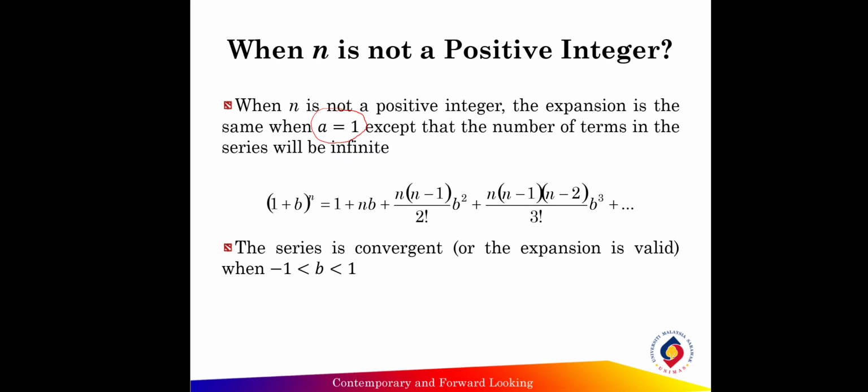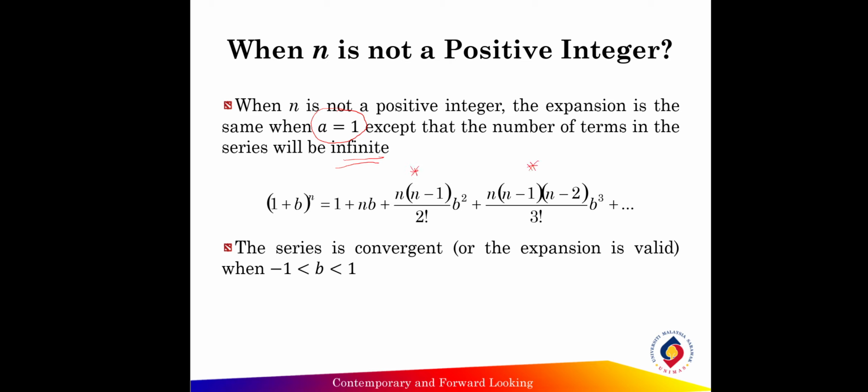When your a is equal to 1, this is the formula to expand. As your information, the number of terms for this expansion will go to infinity. So it's different from the positive integer, whereby you have a fixed number of terms. For a power that is not a positive integer, it will go on forever. So how do we get each one of these?